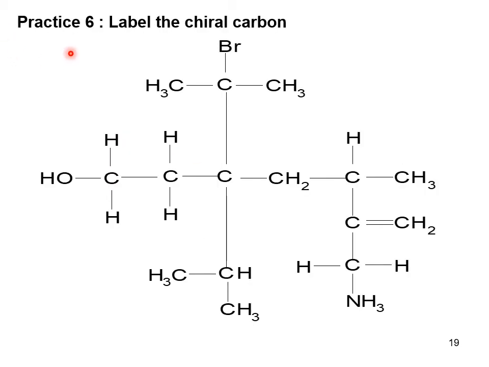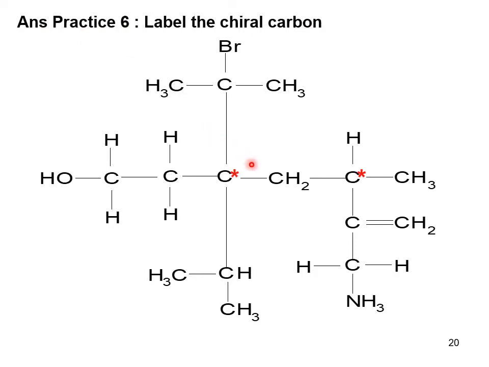So try this practice 6. Label the chiral carbon by using the symbol of an asterisk. Try it by yourself first. Yes, this is the answer. Only this carbon and this carbon are the chiral center or stereogenic center.